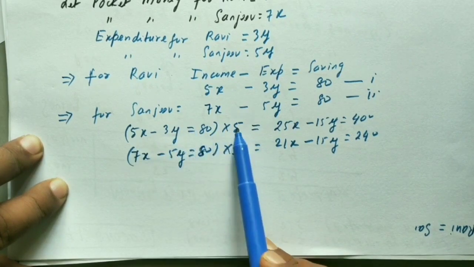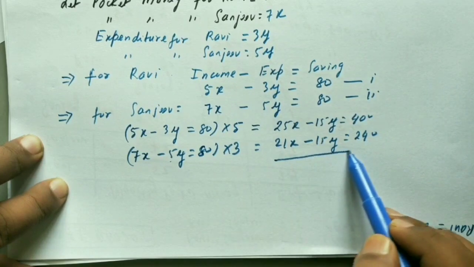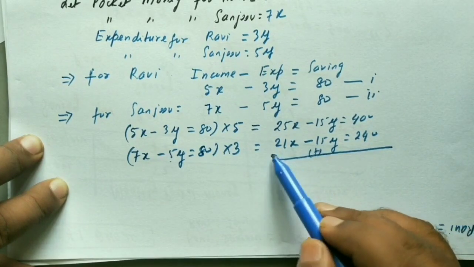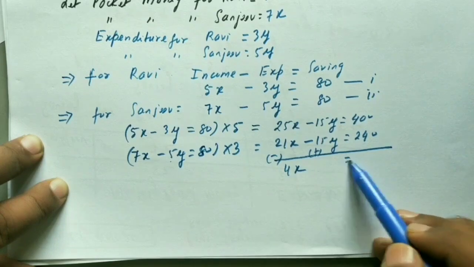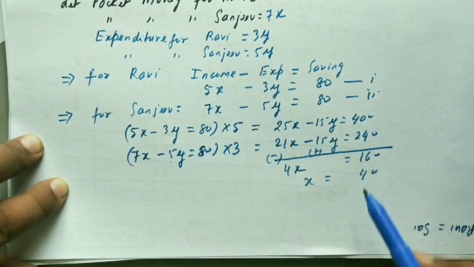So we need to eliminate y. So I'll multiply this with 5 and this with 3. I get this equation. Now by solving the equation, this is 4x and this is 160. So the value of x is 40.